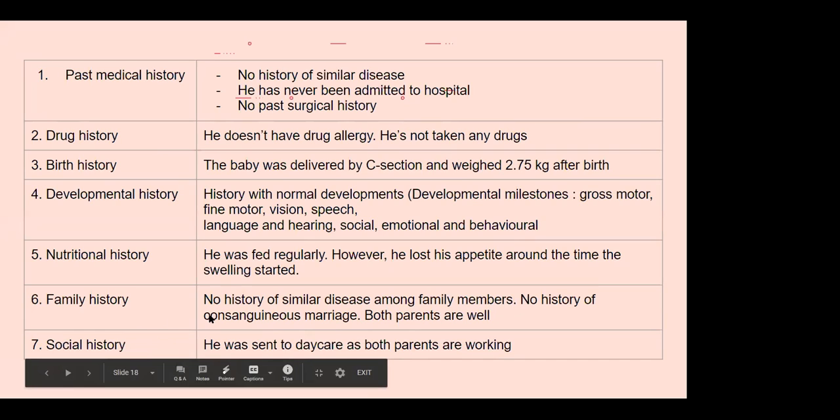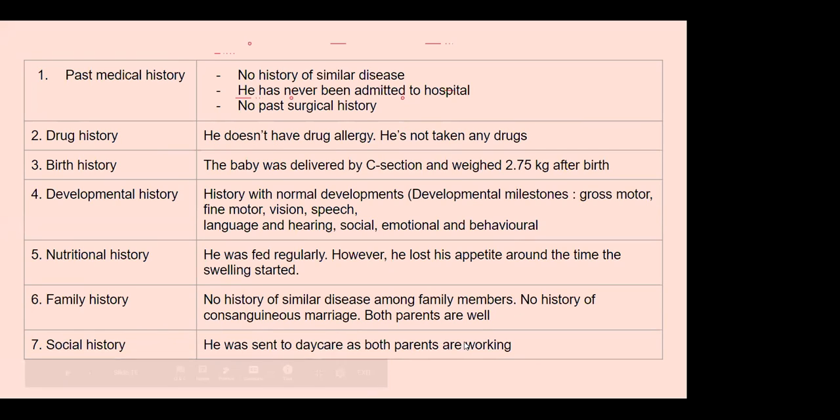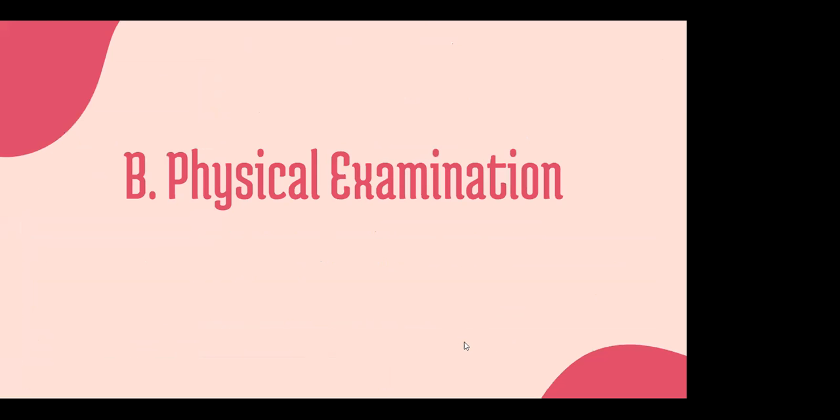And the last one is social history. He was sent to daycare as both parents are working. So there is no abnormality in social history.